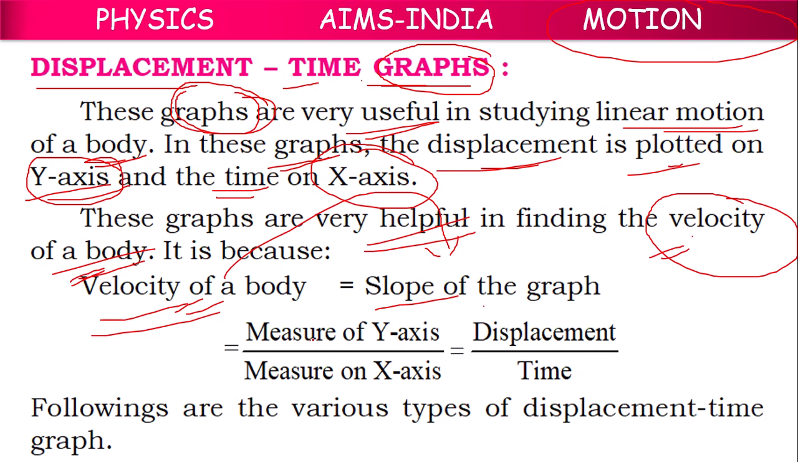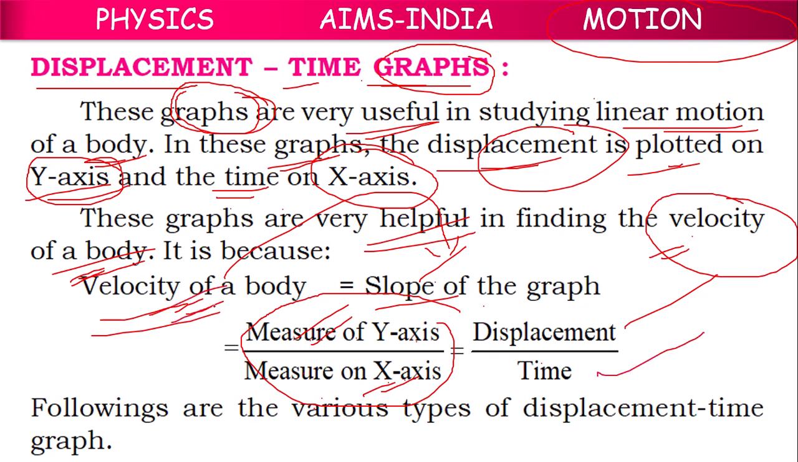Slope means measurement of y-axis by measurement of x-axis. This ratio is called slope of the graph. On the y-axis, we have plotted displacement, so measurement of y-axis is nothing but measurement of displacement. On the x-axis, we have plotted time, so measurement of x-axis is nothing but measurement of time. So velocity of the body can be calculated with the help of slope of graph, which in turn equals the ratio of measurement of y-axis by x-axis, which in turn is the ratio of displacement by time.